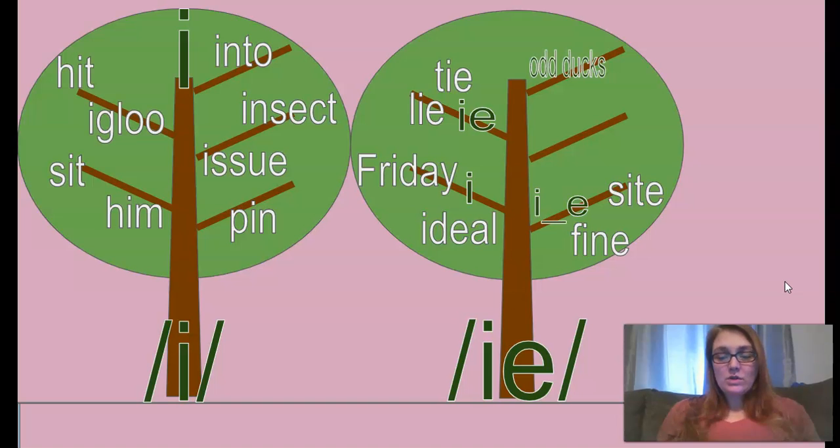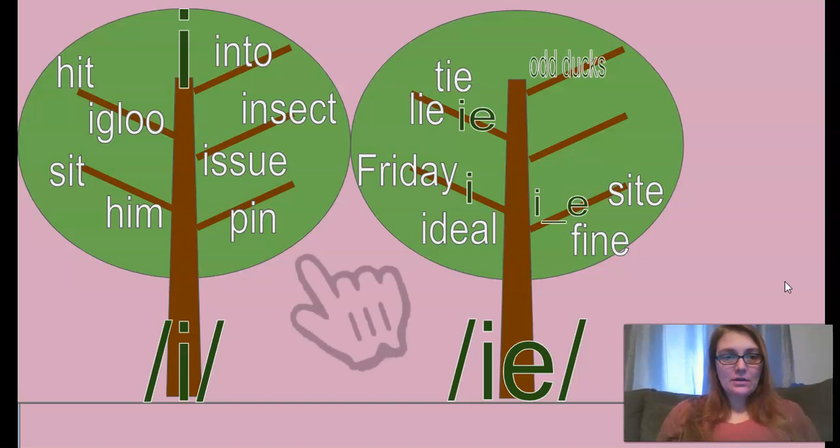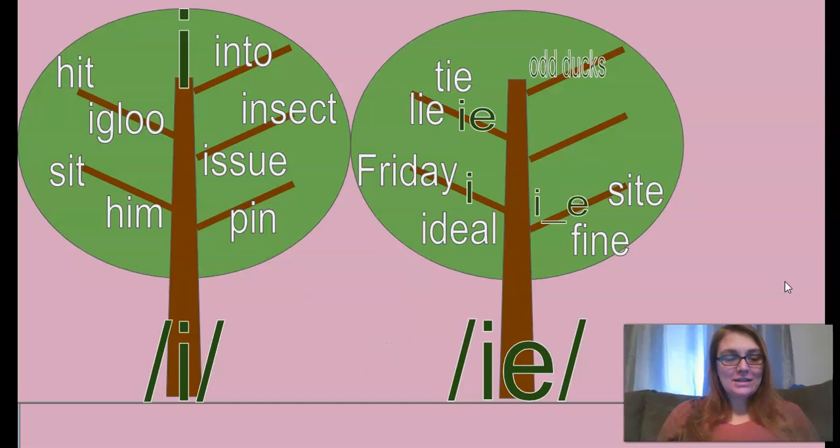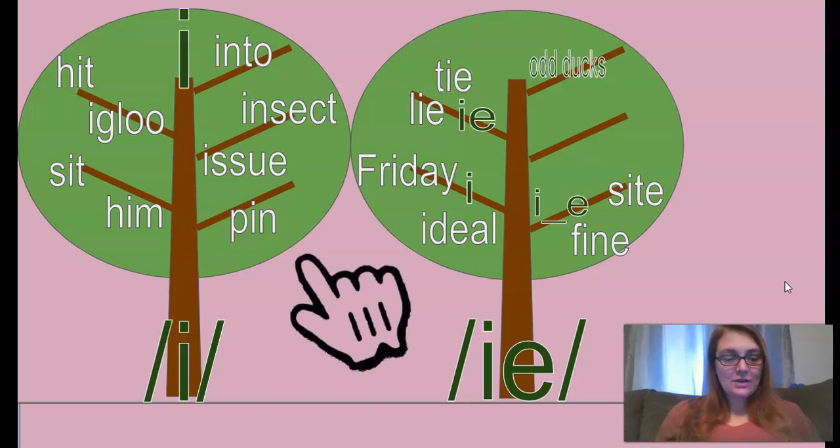Okay, so what we're going to do is I'm going to say a few words like I've done before, and then you guys are going to indicate which tree that word would go into. All right, first we have hit. That would be on the short I tree. Bit. Also the short I tree. Next, bite. On the long I tree, that's an I space E spelling. Next, sit. That's a short I sound.